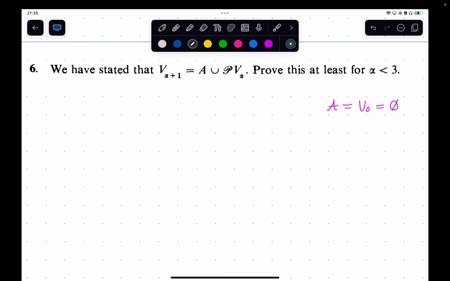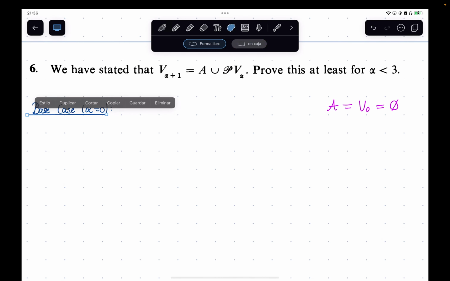But anywho, we could do this in two ways. We could show this for alpha equals 0, alpha equals 1, alpha equals 2, so I show it for V0, V1, V2, V3, and so on. I think it's more interesting to prove this in all generality, so I'm going to do it by induction. Induction, as usual, starts with a base case, and here alpha equals 0.